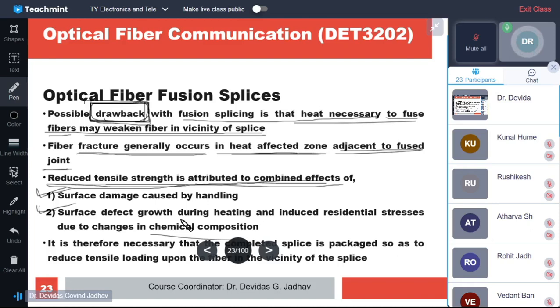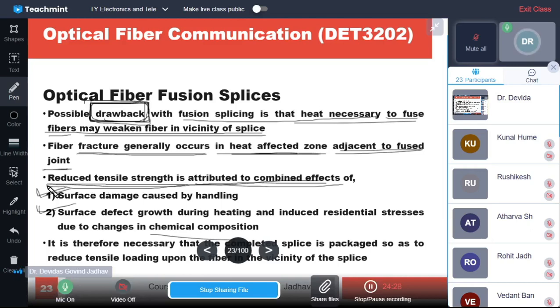So surface damage is caused, then the strength of the joint is reduced, and the chemical composition is changed, which causes stresses in the material. Due to that the joint is weakened, and the tensile strength of the fiber is reduced. It is therefore necessary that the completed splice is packaged.